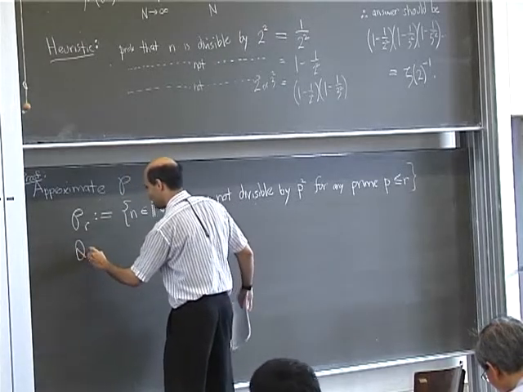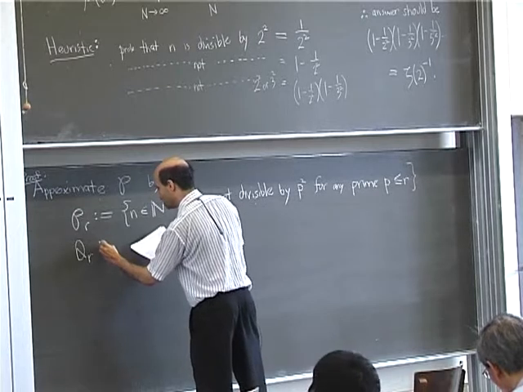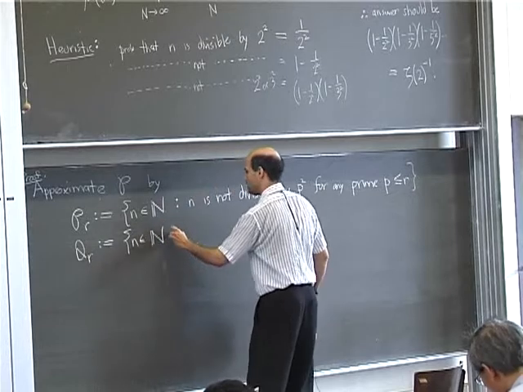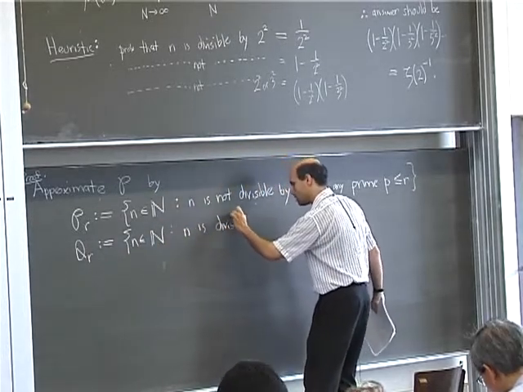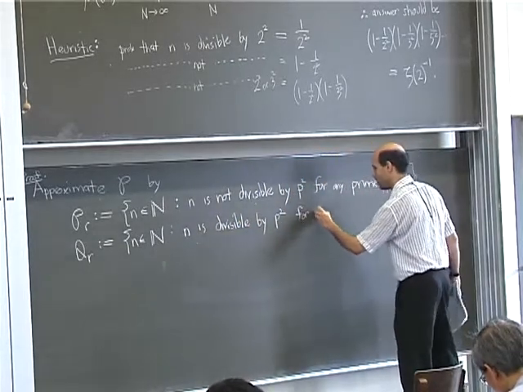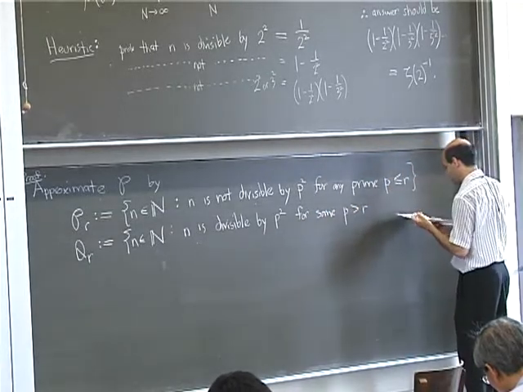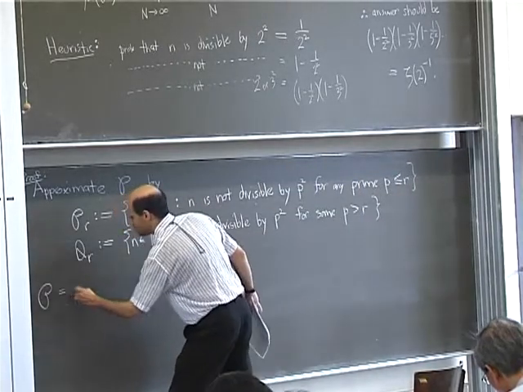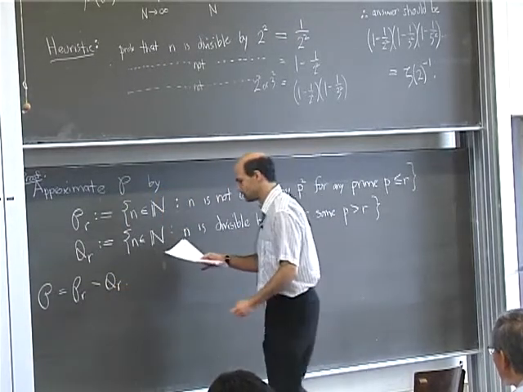So after computing the density of that set, you want to throw away the set Q_R, which consists of the integers that are divisible by some big prime squared, that is, divisible by p squared for some prime p greater than R. Okay, so in other words, P is equal to P_R, the set difference, minus Q_R.